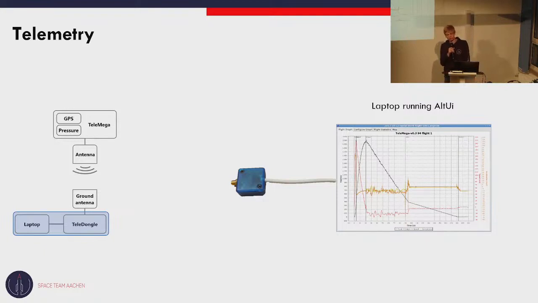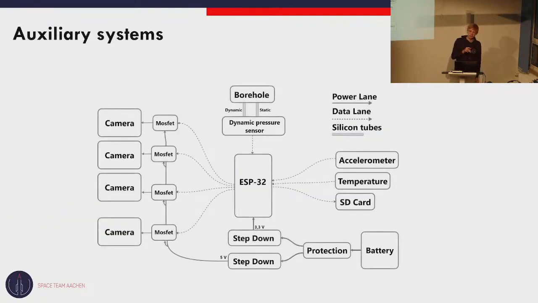That was it for the mission critical stuff. And now we're coming to the auxiliary systems. The auxiliary systems, as already mentioned, are not mission critical, but just some stuff we wanted to have in the rocket to record some extra data and record footage. We have a total of 4 cameras and some additional sensors.